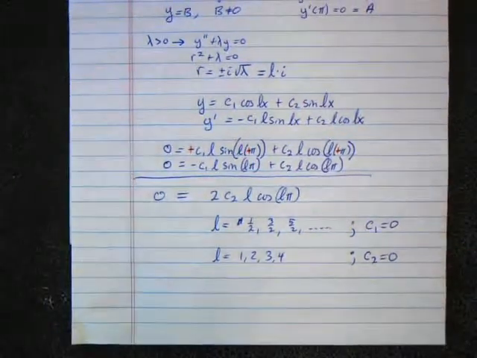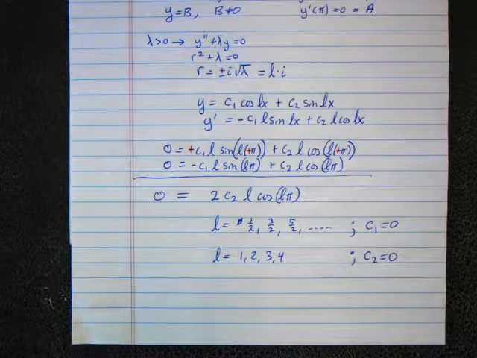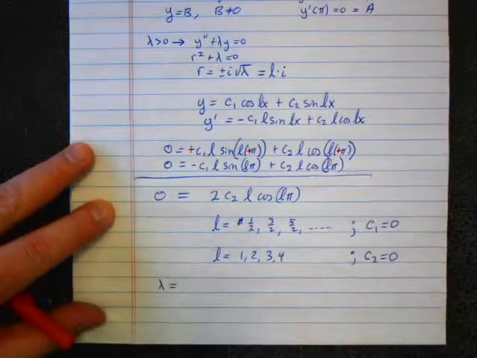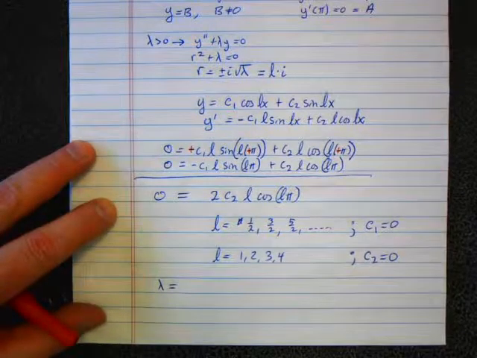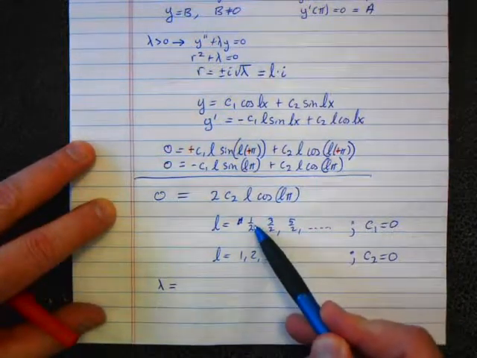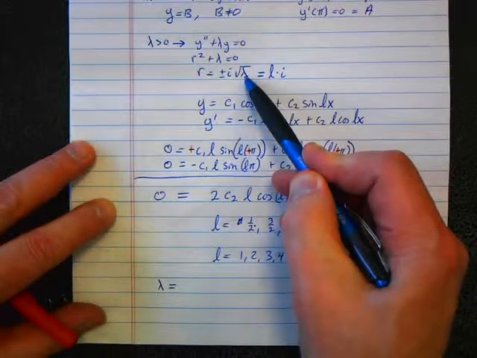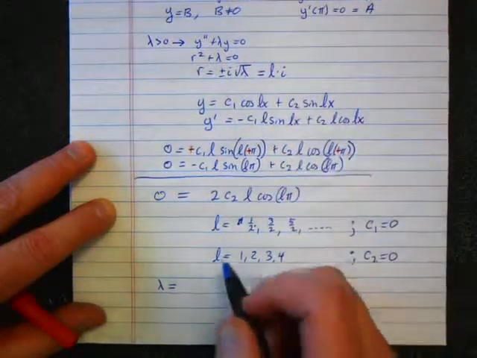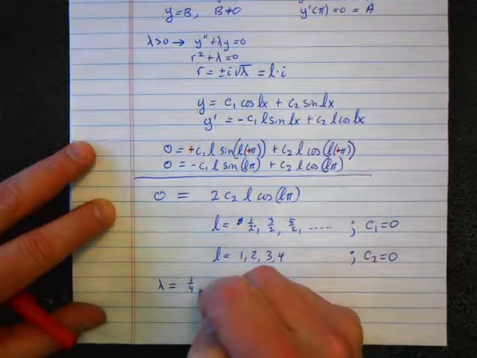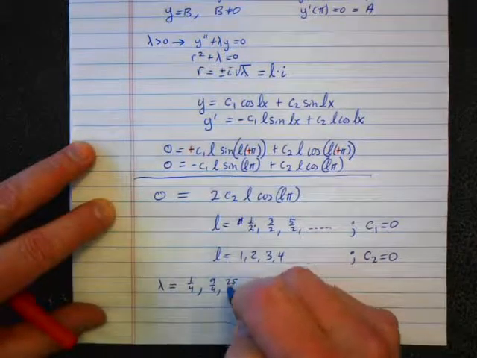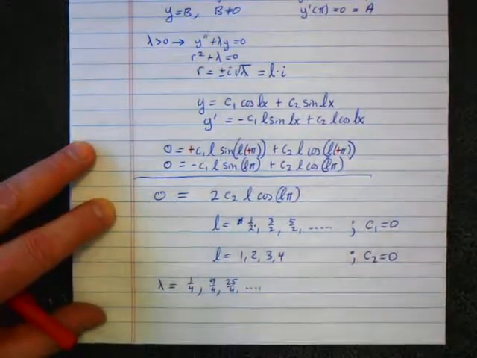Okay, there you go. Okay, so here are our eigenvalues. Lambda could be, what does it have to be? If L is a half, then lambda would have to be a half squared, which is a quarter. So lambda could be a quarter, it could be 9/4, could be 25/4, so on and so forth.